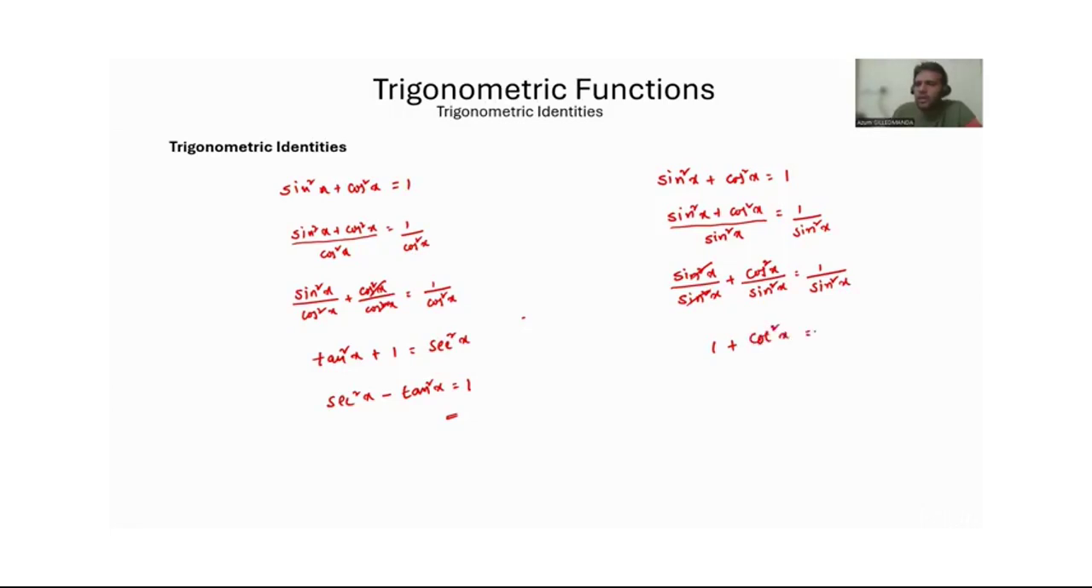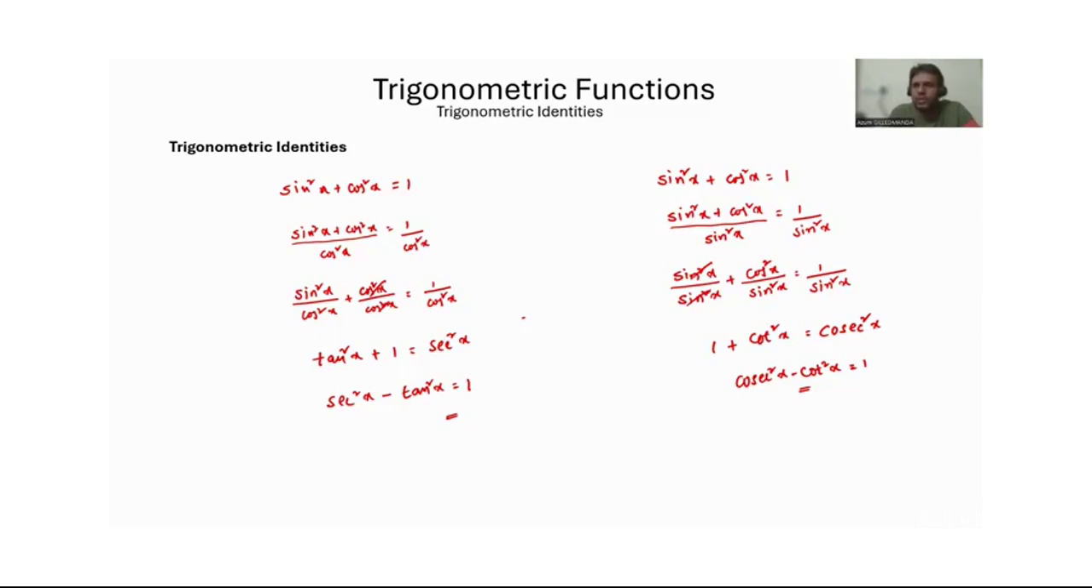Right, guys? So cot x is the reciprocal of tan. Tan is sin x by cos x, cot is cos x by sin x. Now, 1 by sine is cosecant, so I can write this as cosecant square x. Or I can also write this as cosecant square x minus cot square x equal to 1. This is another identity. In total, 3 trigonometric identities: sin square x plus cos square x is 1, secant square x minus tan square x equal to 1, and cosecant square x minus cot square x equal to 1. Okay, so these are the 3 trigonometric identities.